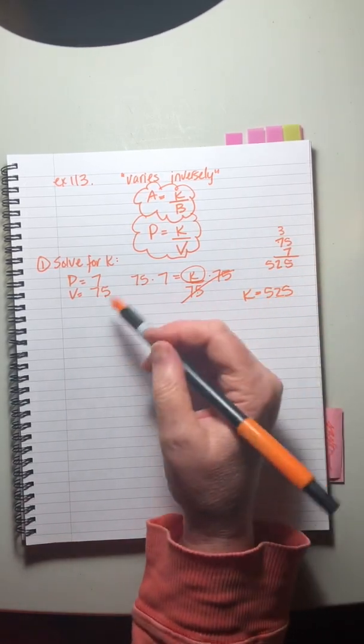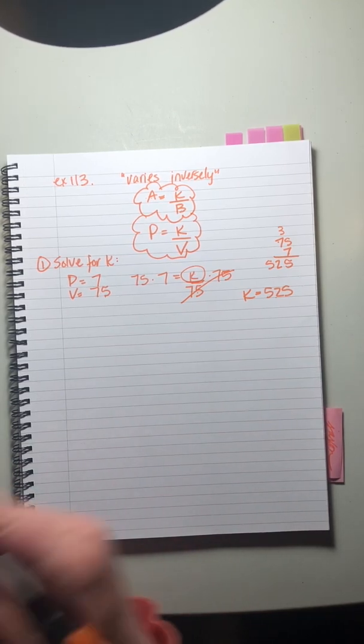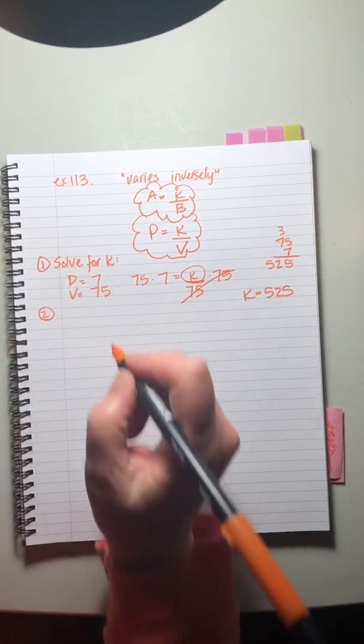That's just a random number that relates pressure to volume. It doesn't have a unit or anything like that. It's just a calculation number. All right, and now we have our mystery coming up.